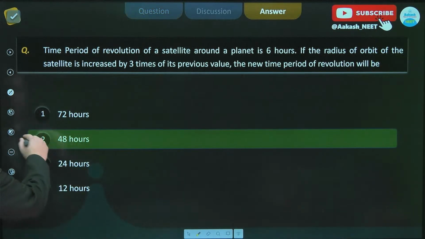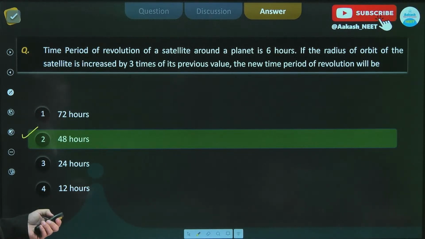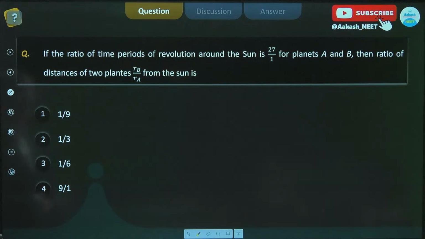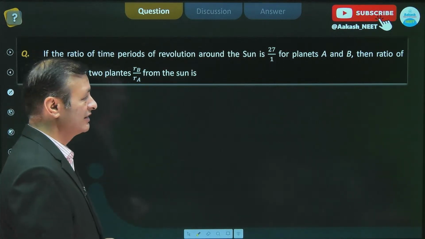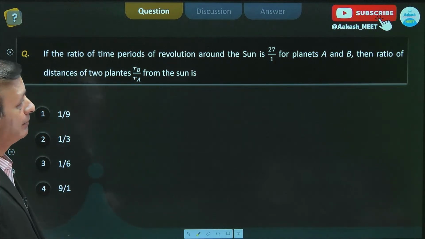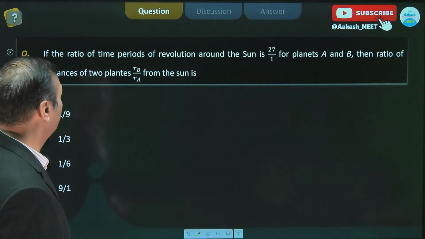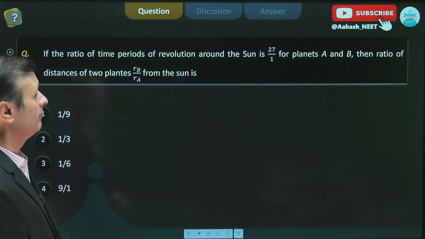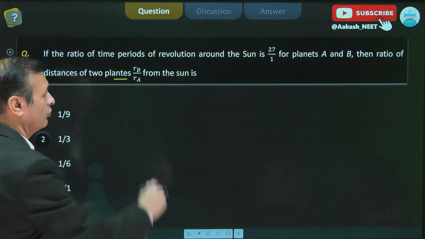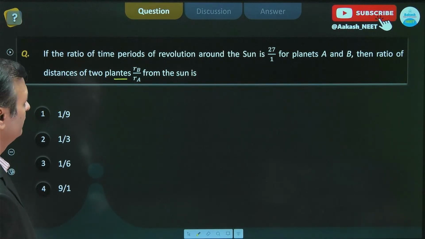So we are confirming from the answer slide as well, the new time period of revolution for this is 48 hours only. Let's move to the next question. If the ratio of time periods of revolution around the sun is 27:1 for planets A and B, then find the ratio of distances of the two planets, RB by RA, from the sun. There is a spelling error, no doubt, so just ignore this for now.